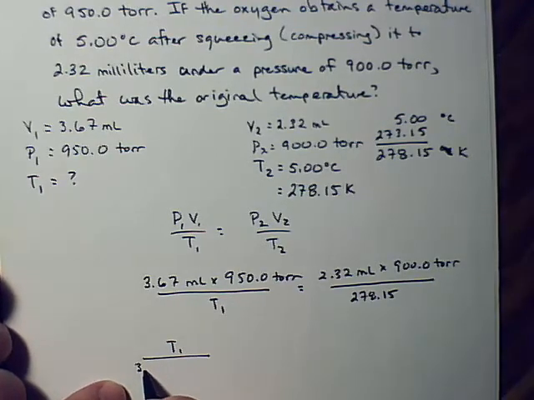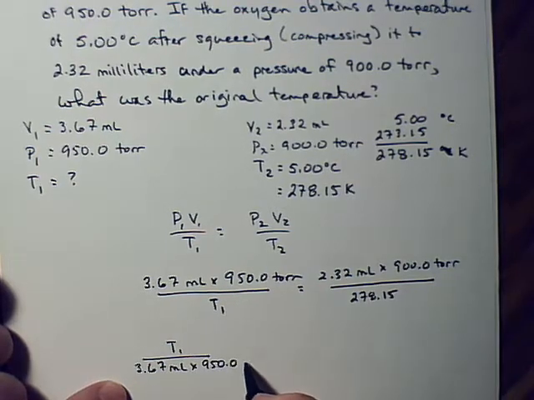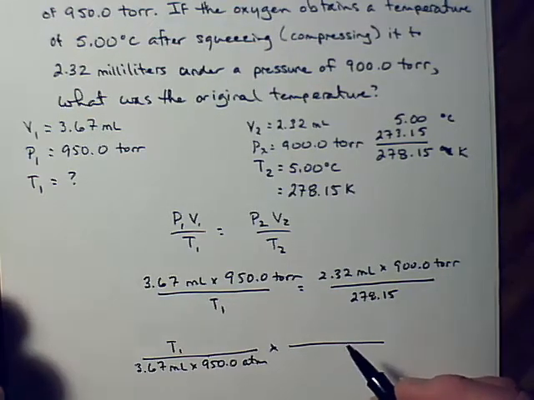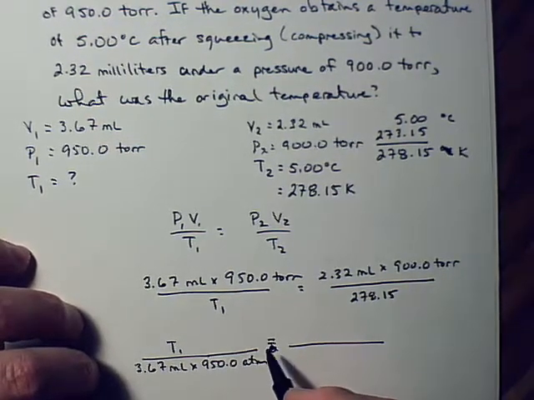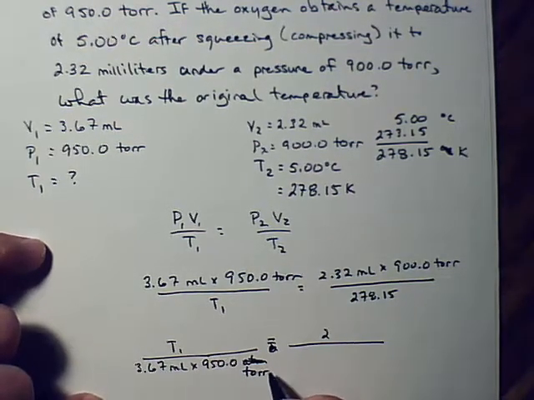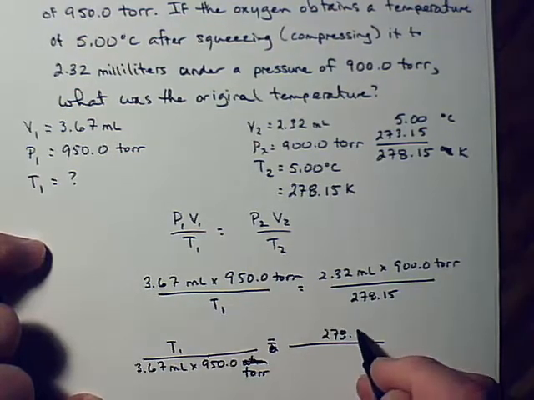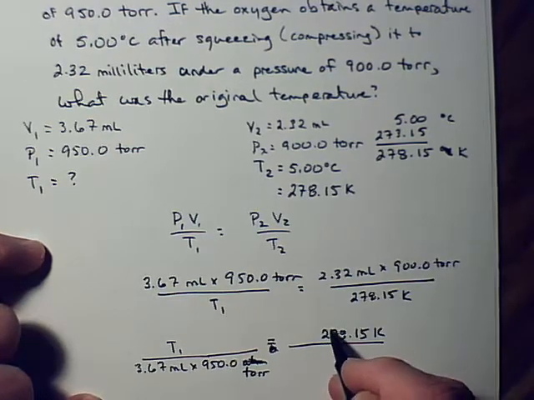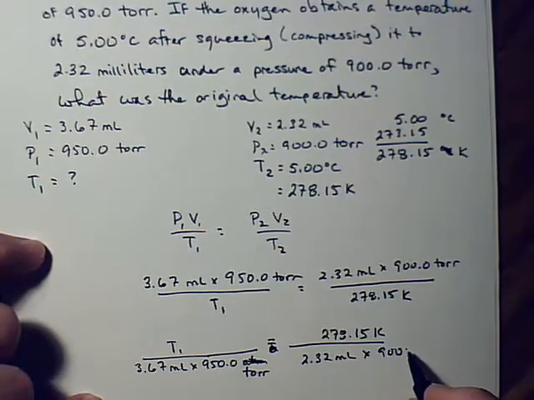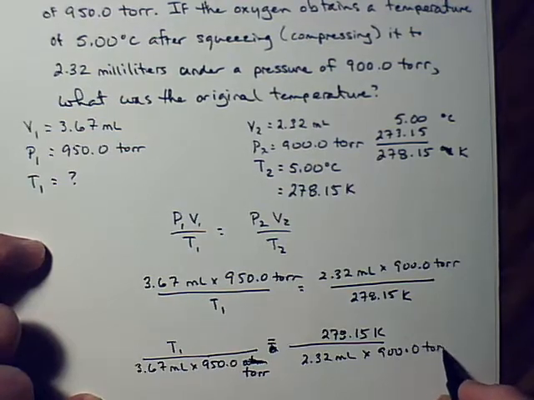I'm going to put 3.67 milliliters times 950.0 torr. I'm going to flip both sides. If you do it to one side, you got to do it to the other. I don't know why I put a times sign. That's an equal sign. 278.15 K, I didn't put the K down here either, did I? And then we're going to put the 2.32 milliliters on the bottom times 900.0 torr on the bottom.